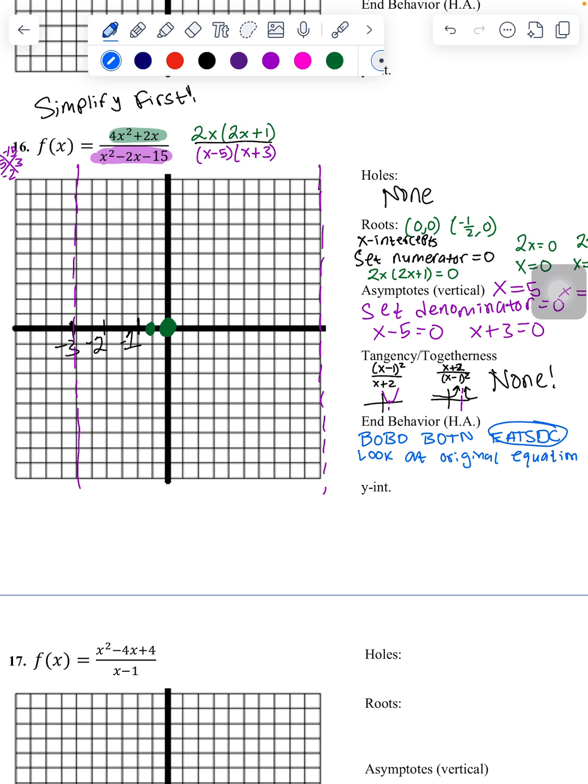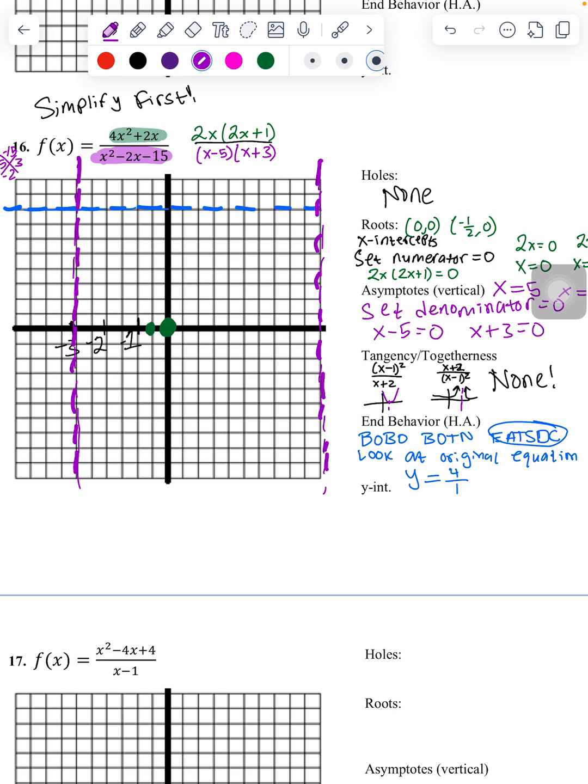So my horizontal asymptote will happen at y is equal to 4 over 1, so it'll be at 4. There is my lovely asymptote. I'm going to make this thicker so I can see it. There we go. And I'm going to do the same thing on my vertical asymptotes real quick. There we go. So there is my horizontal asymptote, which is at y equals 4 over 1.